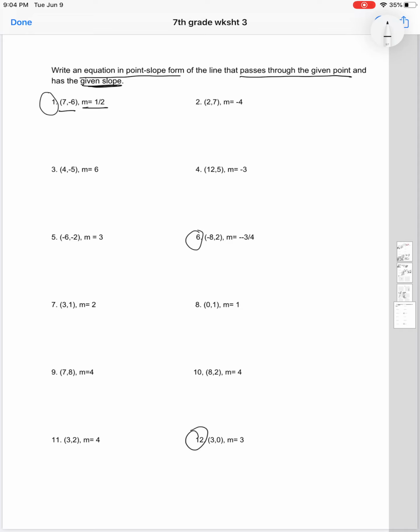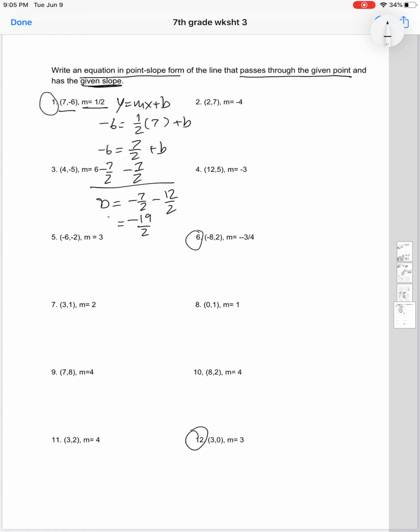Now, put it into the equation, y equals mx plus b. You know what your m is, 1/2. You know what your x is, 7. And you know what your y is, negative 6. Negative 6 equals 7/2 plus b, right? It kind of looks ugly, but you just have to bear with it. Subtract 7/2 on both sides. B is going to equal negative 6 minus 7/2, which is negative 12 over 2 minus 7/2. The reason why this is 12 over 2 is because 12 divided by 2 is just 6. So that would be negative 19 over 2 is b.